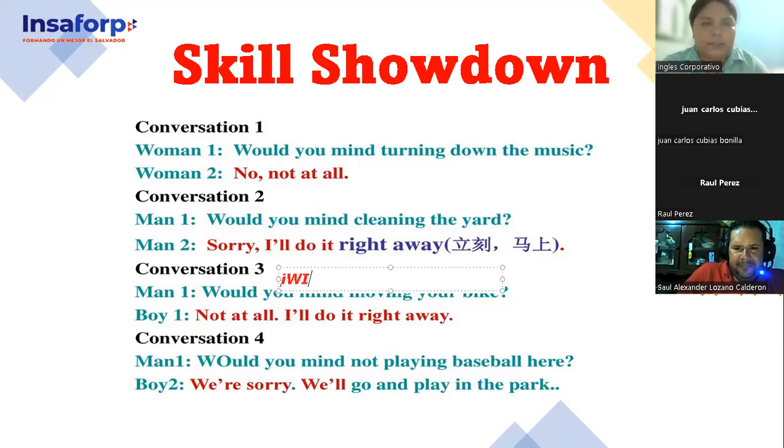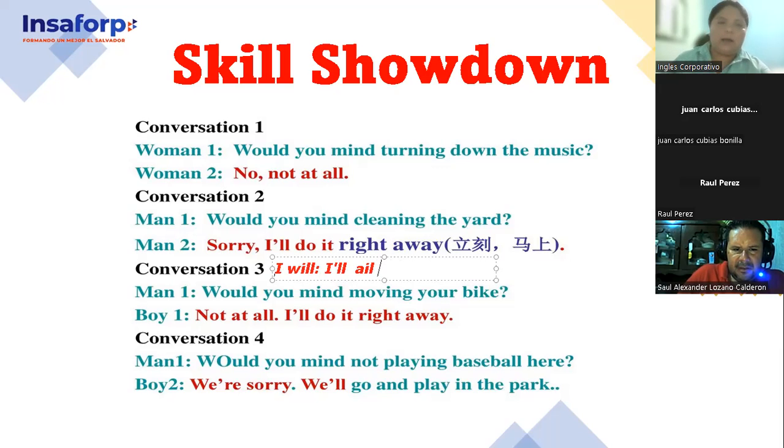Okay, so how do you read this contraction for I will? How do you read that? I'll, something like this. I'll do it. I'll do it right away. Okay, I will, listen, the long form, I will, I'll, for the contraction. Okay, let's see, how about some ladies?